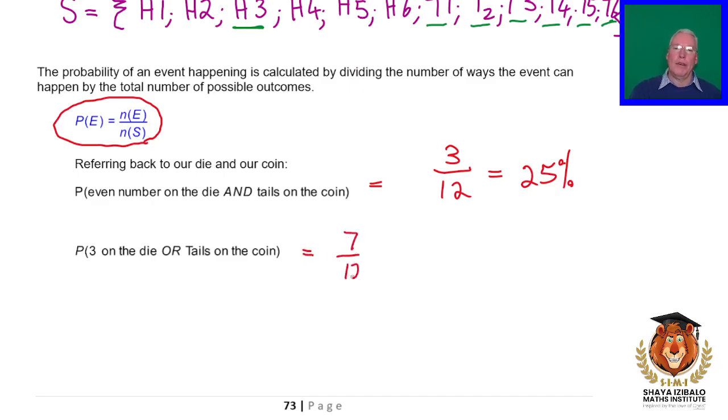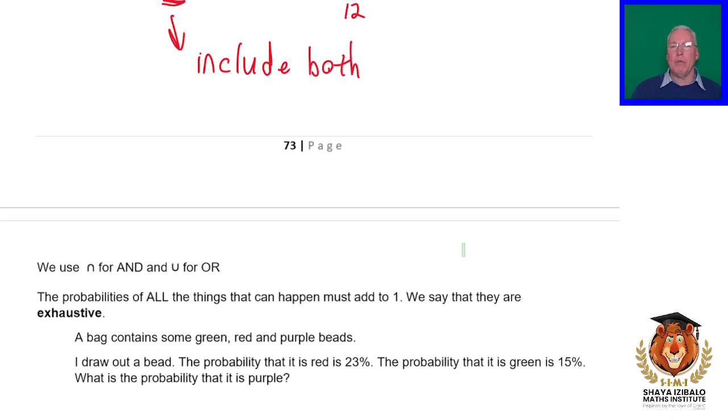Now, what you'll notice is that included in the word or, for or we always include both. And I'm going to give you an example. If your mother said to you, you can go out with your friends when you've tidied the kitchen or when you've done your homework. So if you've tidied the kitchen, can you go? Yes, you can go. If you've done your homework, can you go? Yes, you can go. If you've done both things, yes, you can go. So notice that here we were talking about 3 on the die or tails on the coin. We don't count this one twice, but we definitely count it. All right. We'll come back to that.